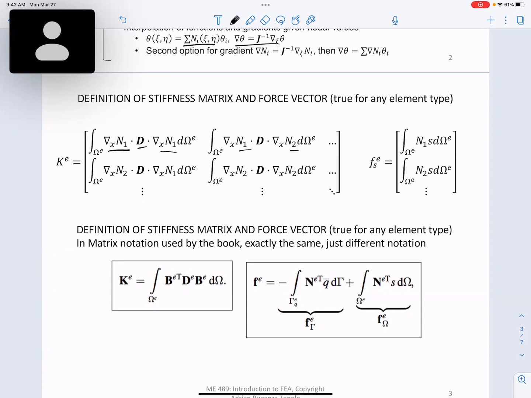And what does the force vector look like? It is the integral of the shape function times the source term. And again, how long is this vector? It depends on how many nodes you have.